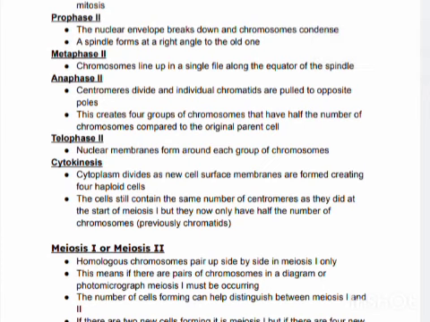Okay. Now what's happening here is that the cells still contain the same number of centromeres as they did at the start of meiosis 1, but they now only have half the number of chromosomes, right? Previously chromatids, right? So I hope you understand this point now, right? So now there are 4 haploid cells, right?